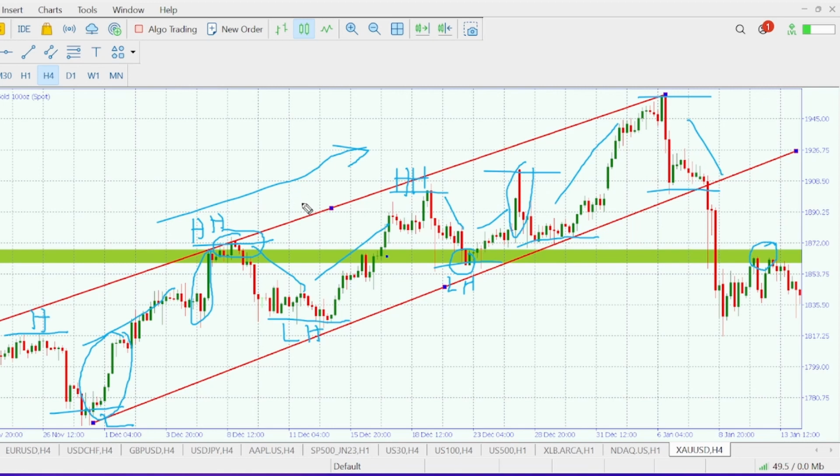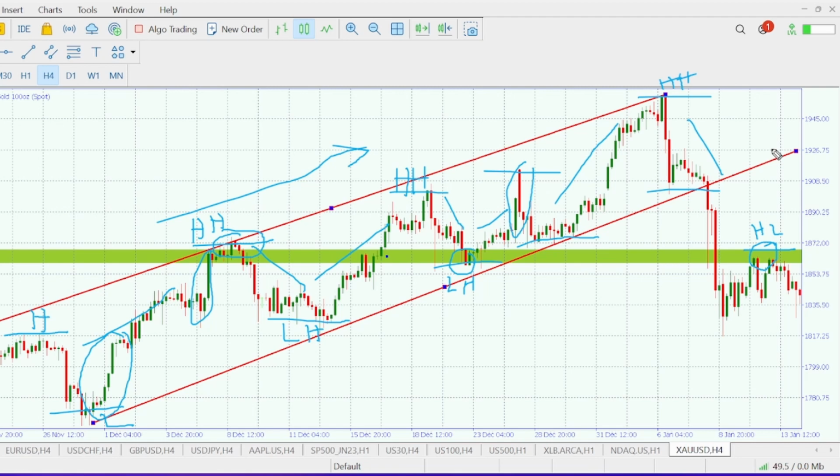Now, what happens when a swing high is lower than the previous swing high? Like here, this is a higher low. This is a higher high. This is lower than this one. This means the trend is broken. We no longer have a trending move.